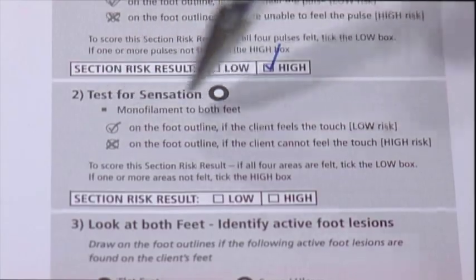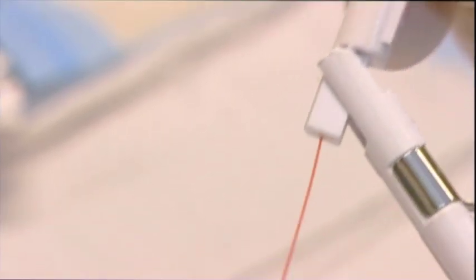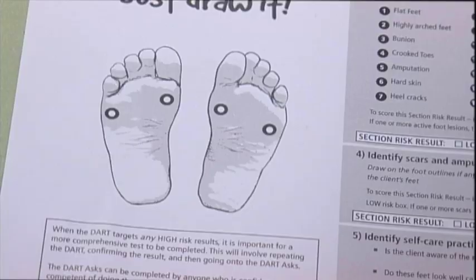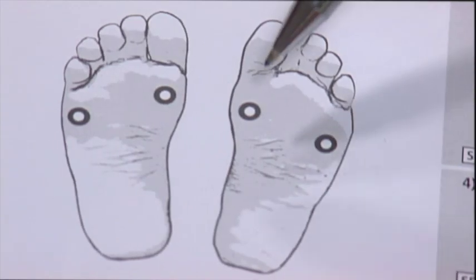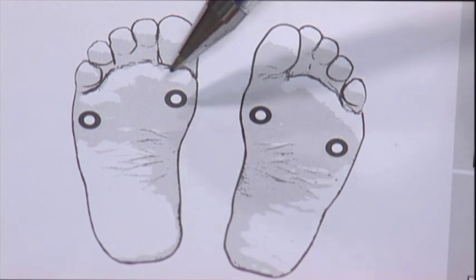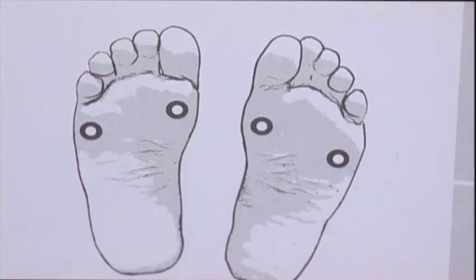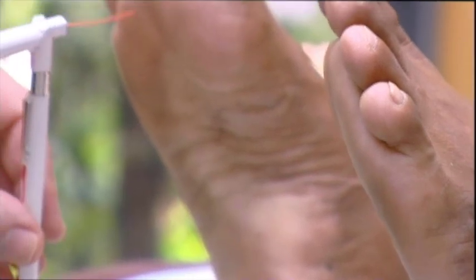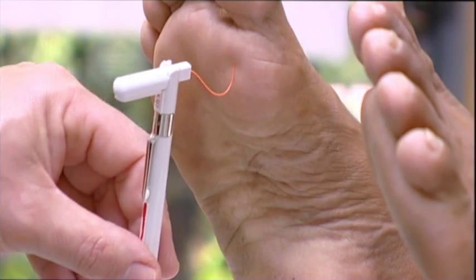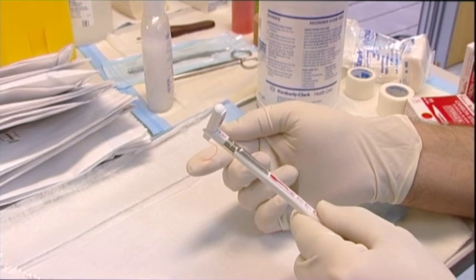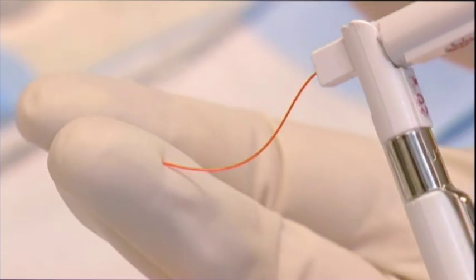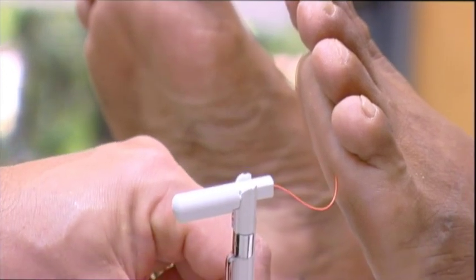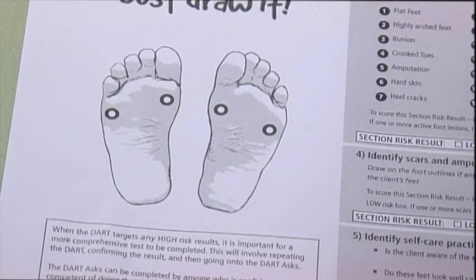Step 2. Test both feet for sensation using a monofilament. The approximate locations to test the monofilament are marked on the DART chart. The monofilament is a simple but reliable tool to test sensation. Demonstrate to the client that it is not painful or threatening. Remember to test each foot at the locations indicated on the chart.